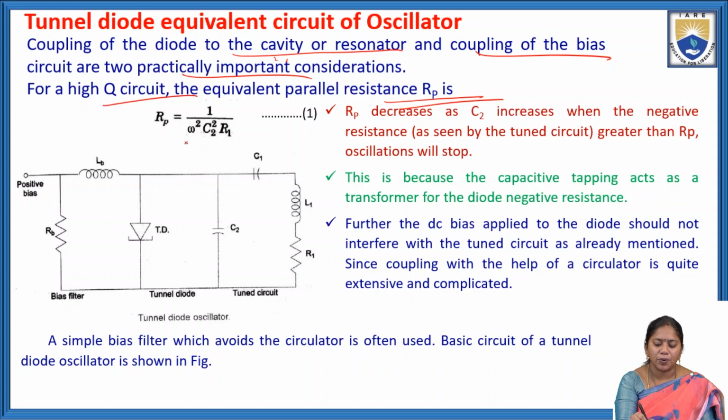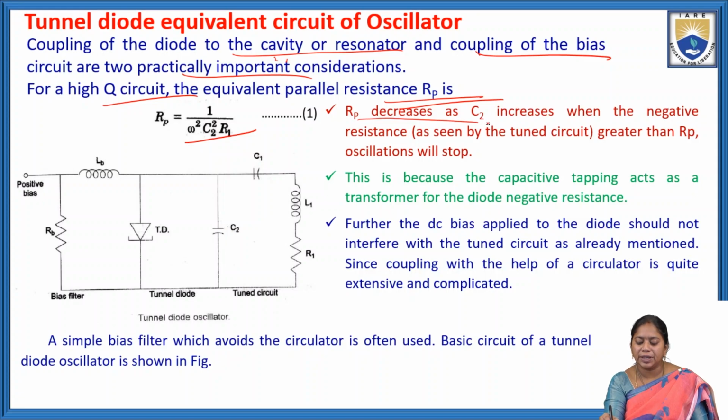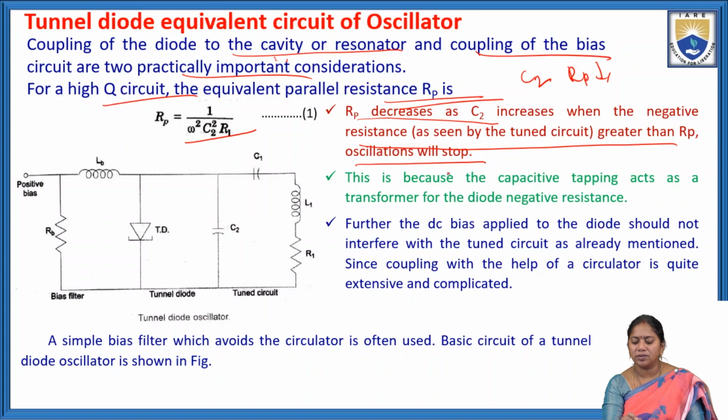RP is given by 1 by omega square C2 square into R1. RP decreases as C2 increases. If you increase C2, RP will decrease. When the negative resistance is greater than RP, the oscillations will stop. This is because the capacitive tapping acts as a transformer for the diode negative resistance.